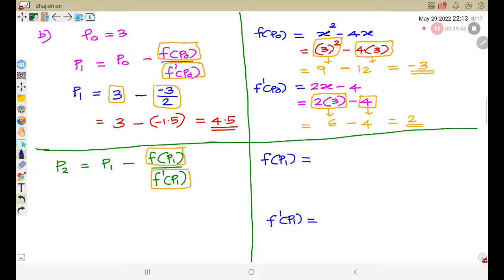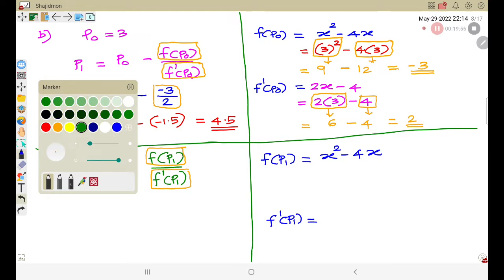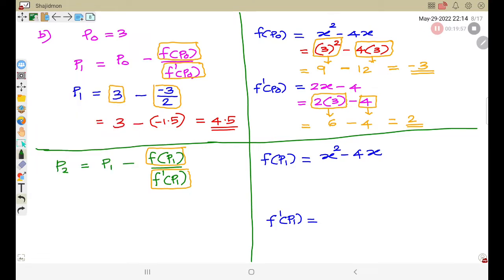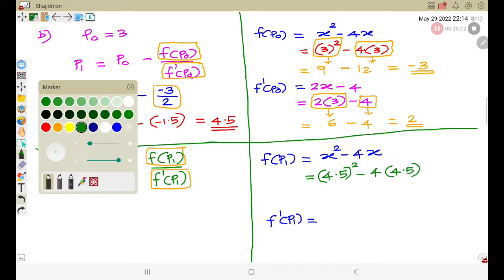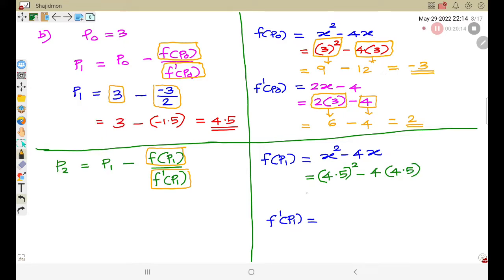So we will start with f of P1. First we write what is f of x. X power 2 minus 4x, correct? Now instead of x, which number do we need to apply? The P1 number, because it is f of P1. What is the P1 number here? 4.5. So 4.5 all power 2 minus 4 multiply 4.5. Now calculate using 3 digits rounding. First 4.5 all power 2. You can check with the calculator.